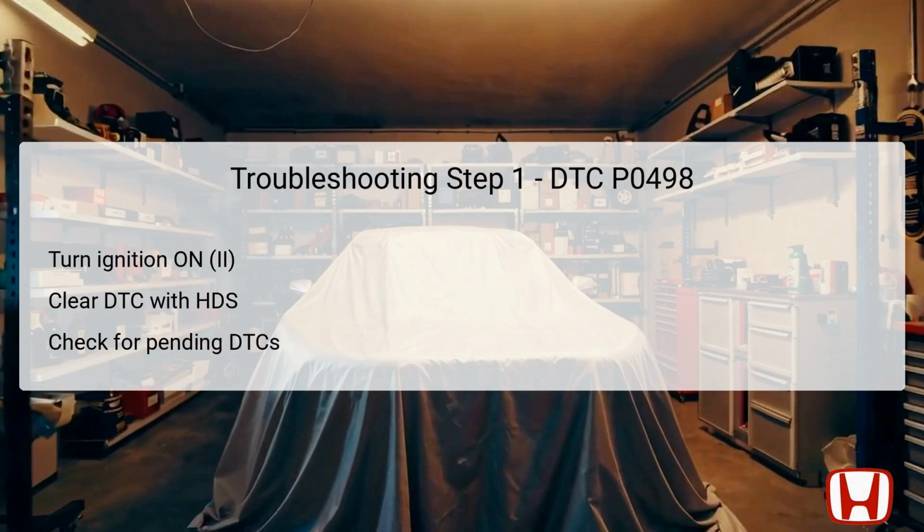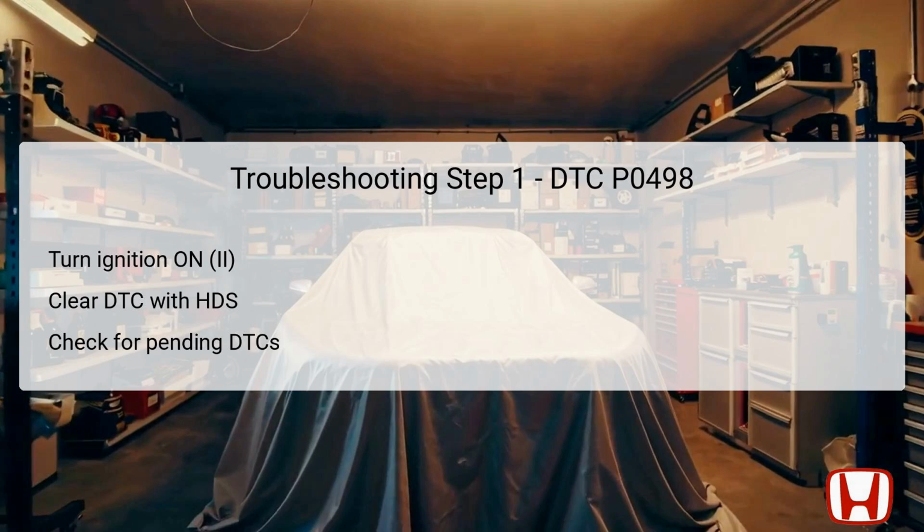The first step in troubleshooting DTC P0498 involves preparing the vehicle's onboard diagnostic system. Begin by turning the ignition switch to the ON position without starting the engine. Next, clear the diagnostic trouble code using the Honda Diagnostic System, HDS. This action resets the system and can provide a clean slate for further diagnostics.